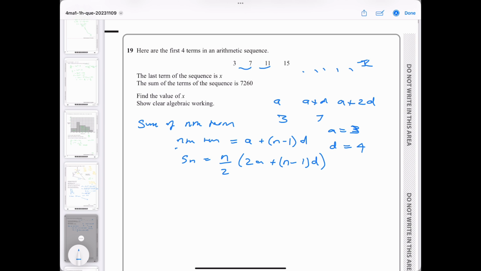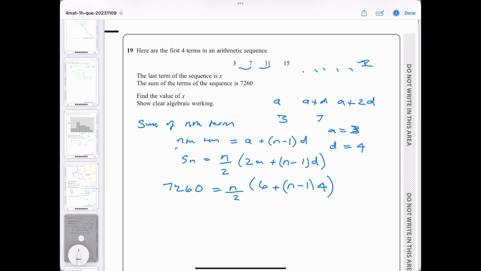So we know what the sum is, it's 7,260. We don't know what n is. So n is x, but we'll call it n anyway. Then we know that it's 2 times 3, which is 6, plus n minus 1 times d, which is 4. So now we just have to solve this.